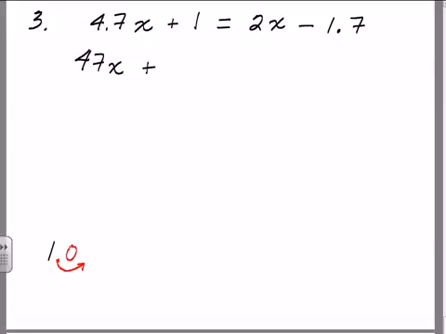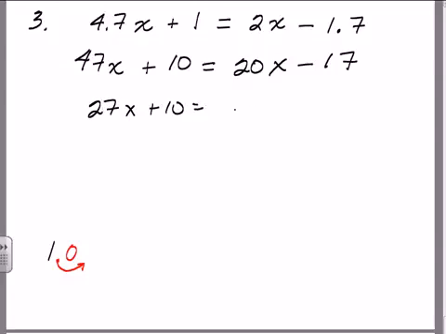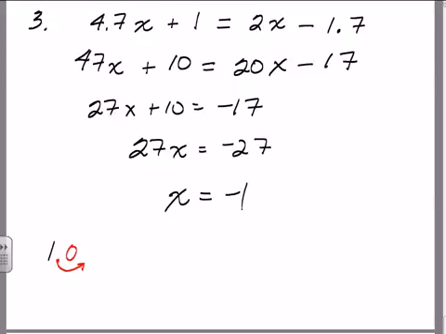So we've got to fill that in with a 0, so that becomes 10 equals, move that decimal over one place, and that becomes 20x minus 17. So let's just continue this. Subtract 20x from both sides. Subtract 10 from both sides. And divide by 27. We get x equals a negative 1.